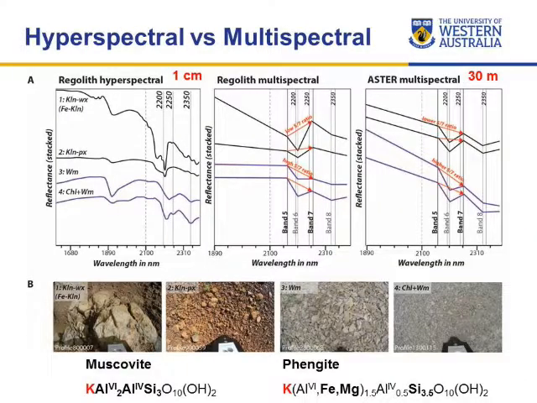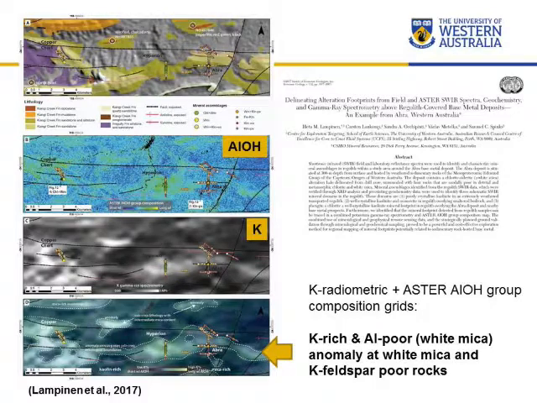Resolution is less in the ASTER multispectral data. However, you can still get some sort of vague compositional information on a white mica, and this is the result. Here we have different lithologies going from sandstone to siltstone to dolostone. There's a long wavelength aluminum OH group composition in ASTER spectra, which coincides with the potassium radiometric high.